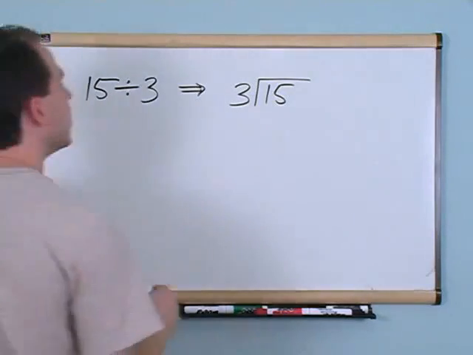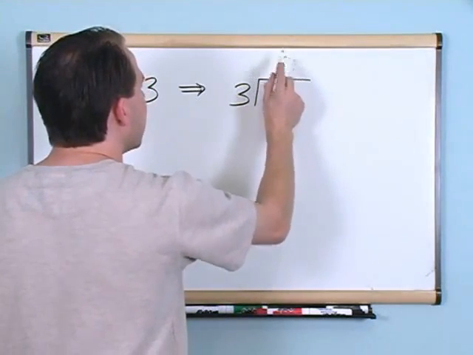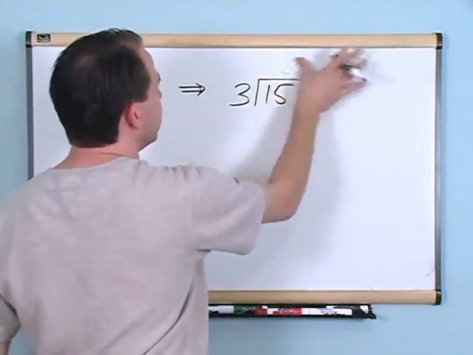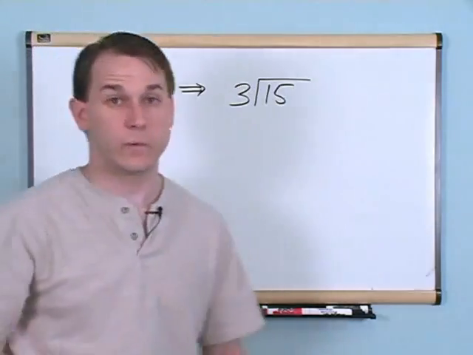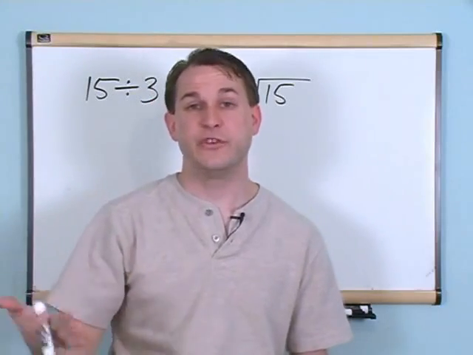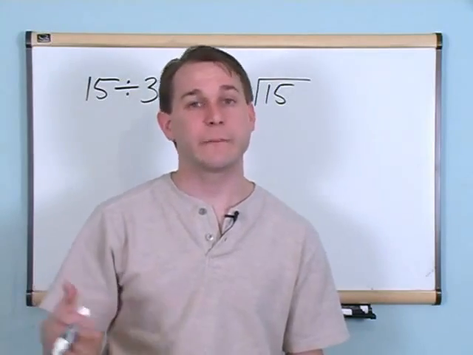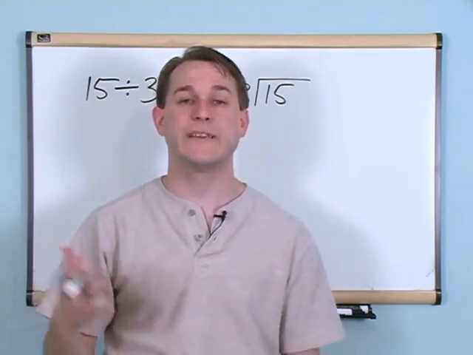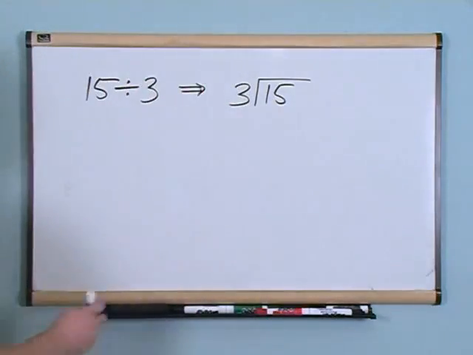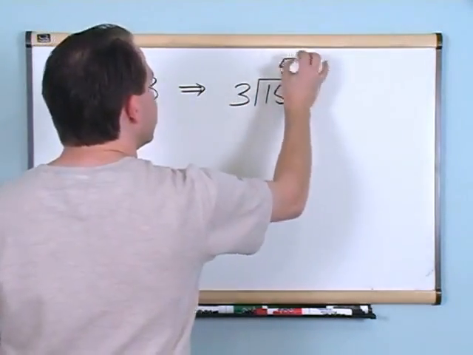So just like before, we're trying to figure out 3 times what number, and we're going to put that number right here over the 5, is going to give us 15. What number is that going to be? 3 times what gives us 15? Well, 3 times 1 is 3, 3 times 2 is 6, 3 times 3 is 9, 3 times 4 is 12, 3 times 5 is 15. So 3 times what is 15? 3 times 5 is 15.